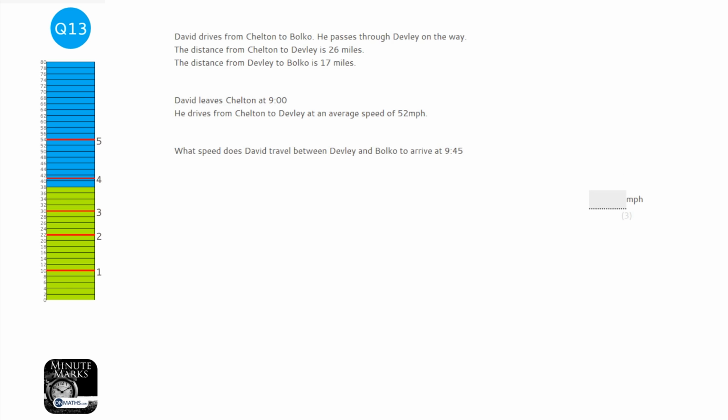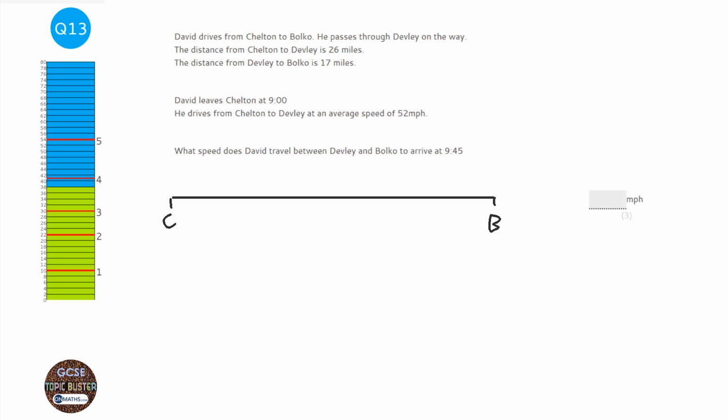The place I always start with questions like this is just drawing a diagram so that I can get my head around what the question asks me. So we've got 3 place names, Chelton, Bocco and Devley, and I'm just going to label them as C, B, and then we stop at Devley on the way, so I'm going to call that D. And normally place names and people will have different first letters, so you can just name them with their first letter. So the distance from Chelton to Devley is 26 miles, so we know that's 26 miles.